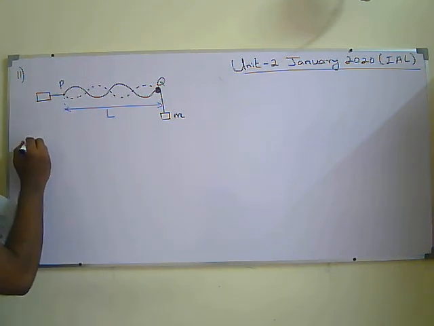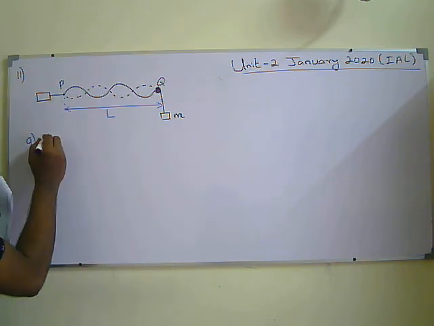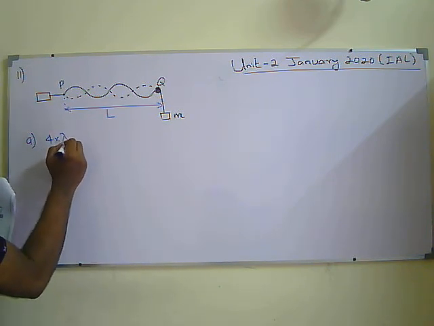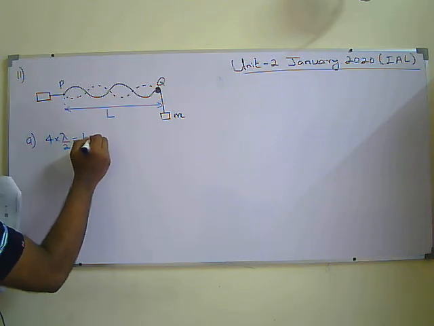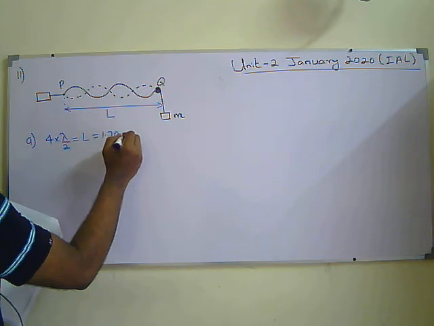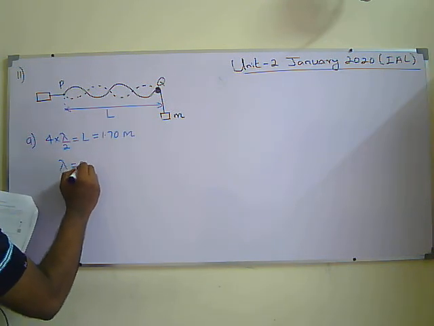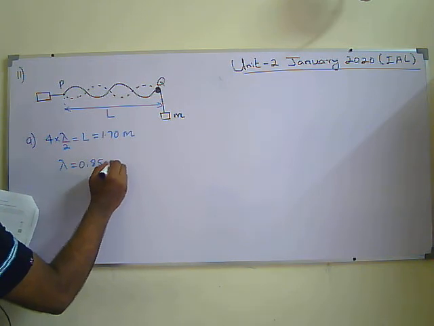The question is to find the wavelength of the wave, meaning the wavelength of the traveling wave. So I can say 4 into lambda by 2 is equal to L. L is given as 1.70 meter. So you can find lambda. Lambda will be 0.85 meter.